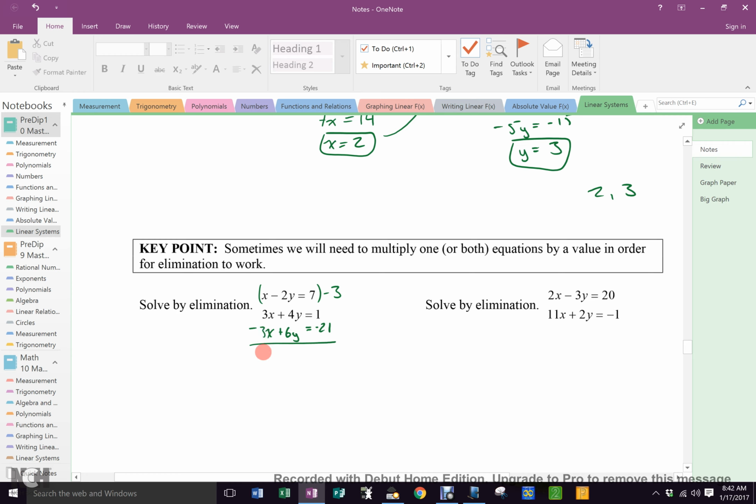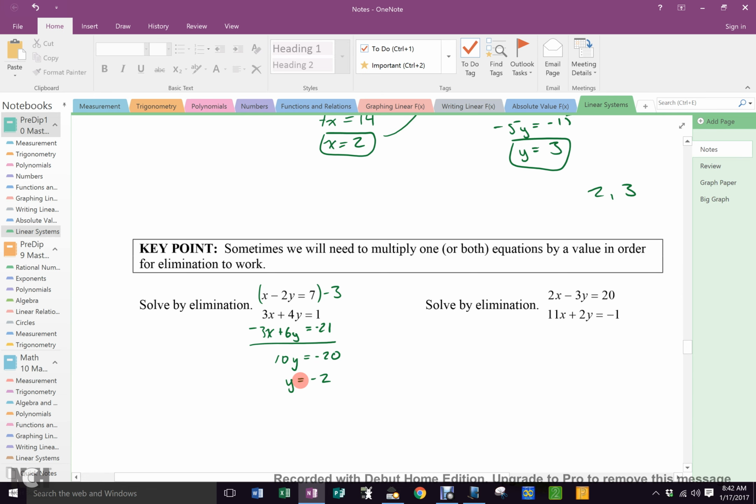Adam, what's 3 plus negative 3? 0, gone. What's 4 plus 6? 10. And what's 1? 10y. Now, this is where you're going to get screwed up. What's the answer here? 1 and 20, negative 21. What's the answer? Negative 20. So what does y equal? Negative 2.